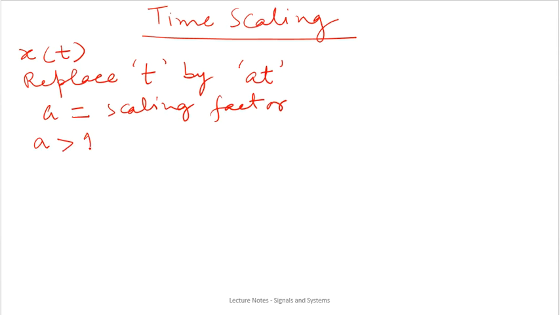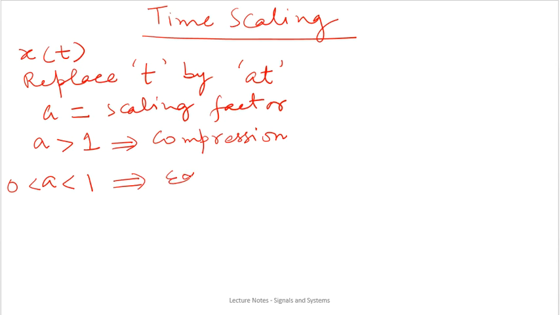Okay, now again the value of a will depend on the change which is going to happen in this signal. So if this a is greater than 1, then scaling results in compression. That is, the signal will be compressed. Whereas if this a is less than 1, and to be specific, this should be in between 0 and 1, then the scaling will result in the expansion of the signal.